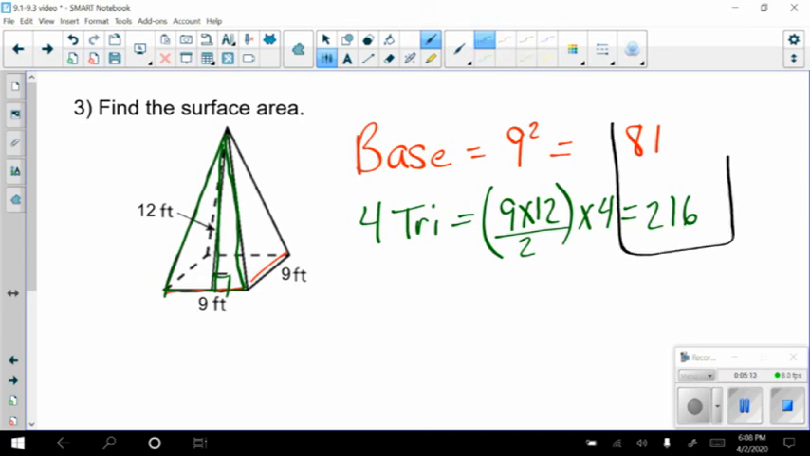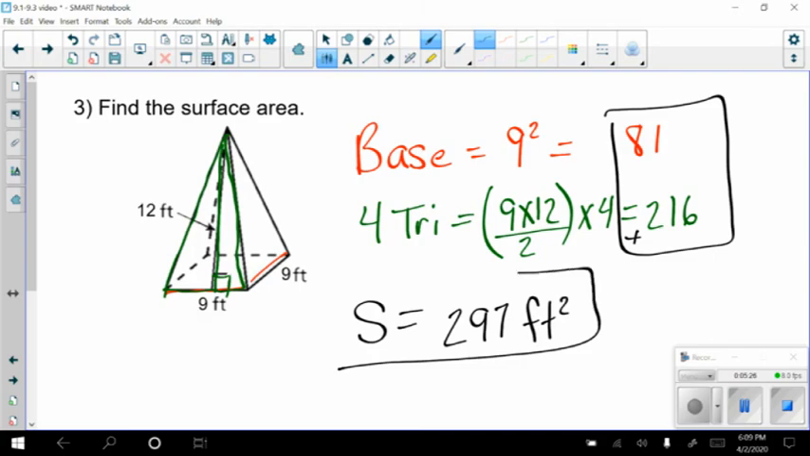All right, surface area is adding all of the faces, the base and the 4 triangles. So surface area equals 297. Our units are feet, and area would be units squared, so feet squared.